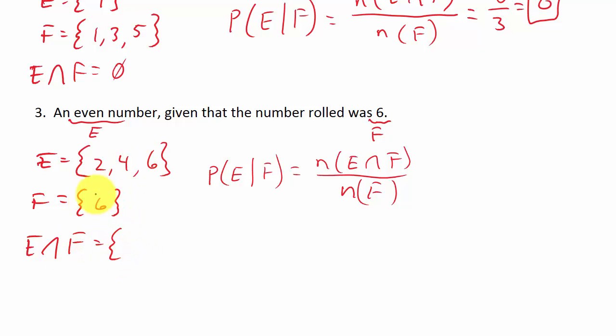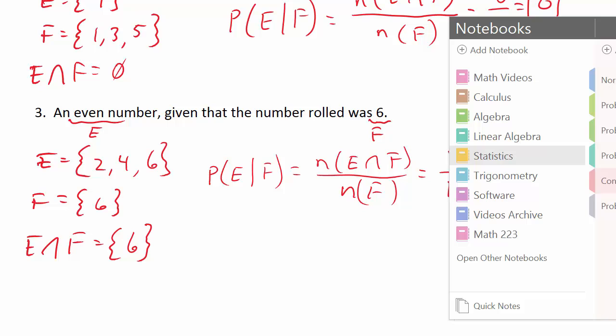Well, what do they have in common? The 6. So that consists of 6. And so the number of elements in E and F over the number of elements in F is 1. And so the probability is 1. Okay. All right. So let's look at another problem.